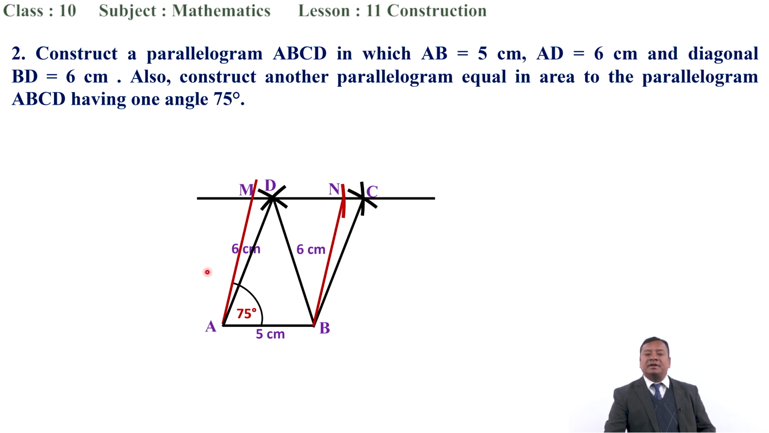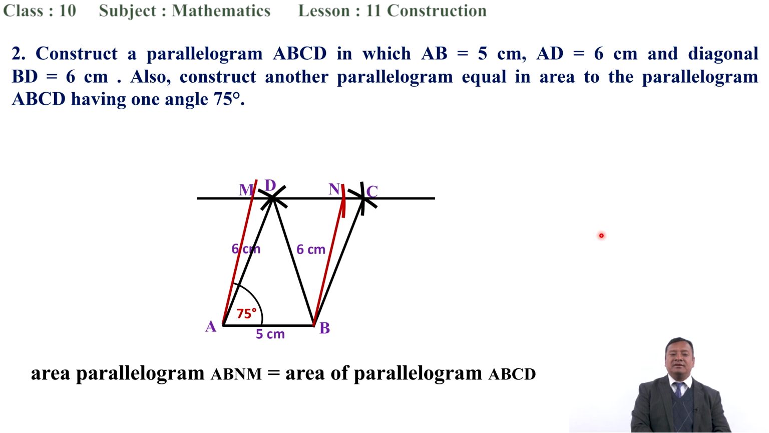One angle here is 75 degree, and both the parallelograms are standing on the same base and between the same parallels. Then we can say that the area of parallelogram ABNM and the area of parallelogram ABCD are both equal, right?